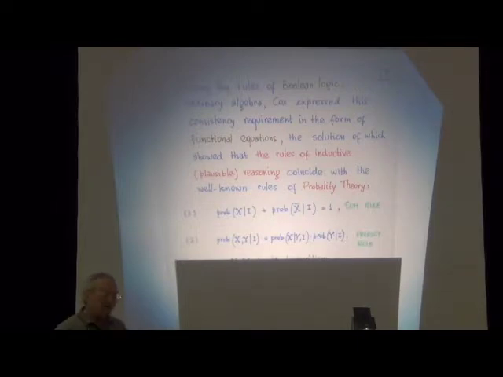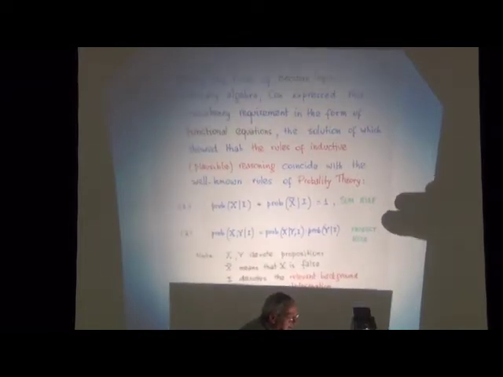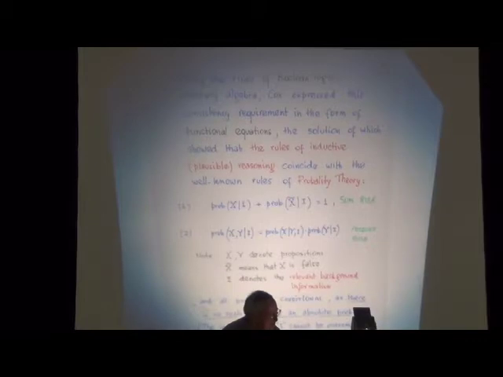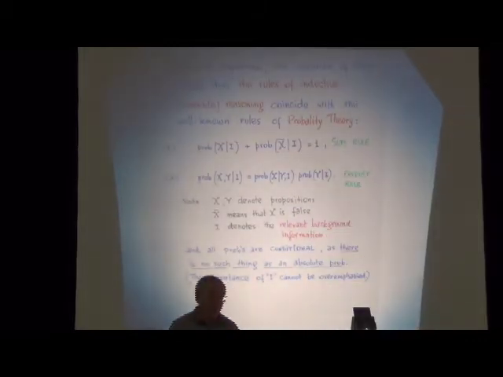So if you are a beginner, you better start from Sivia and Skilling and then move on to Jaynes' book. Anyhow, the important thing is that all these probabilities are written as conditional probabilities. And the reason is very simple.